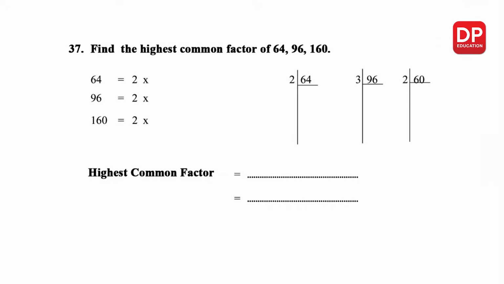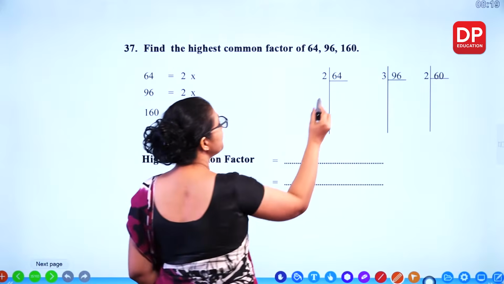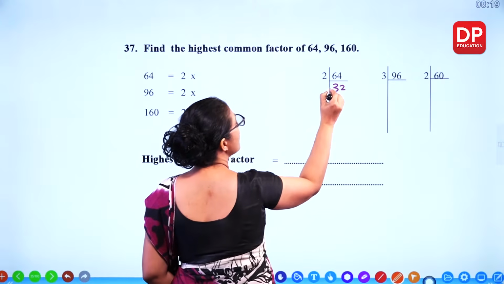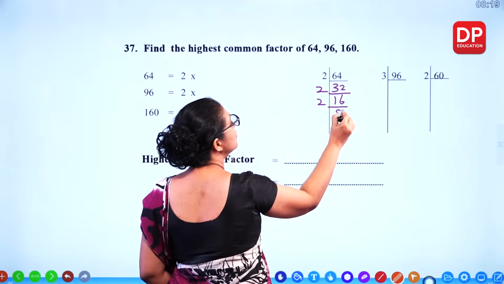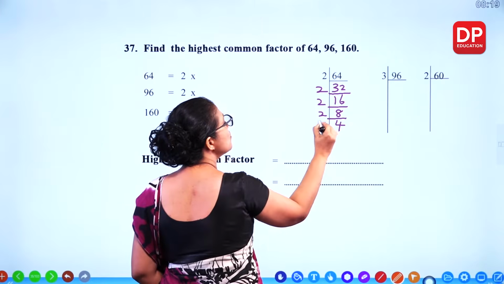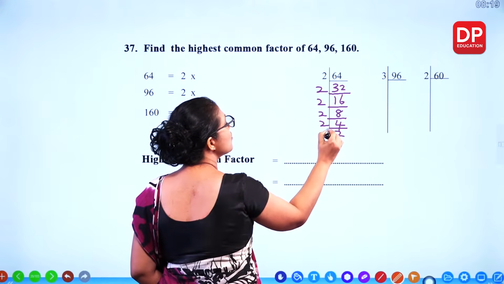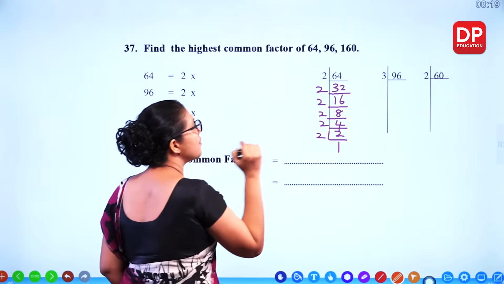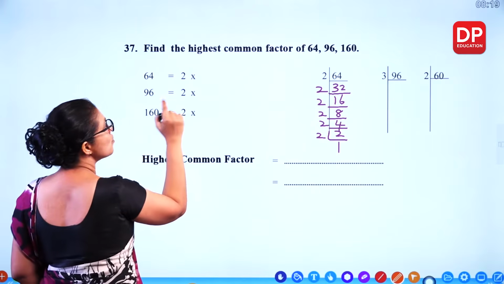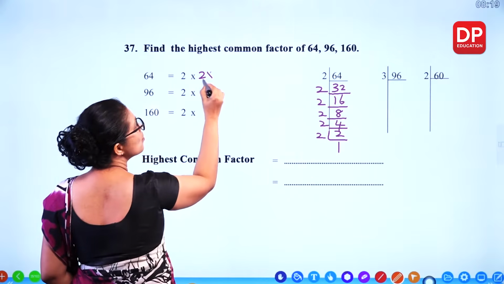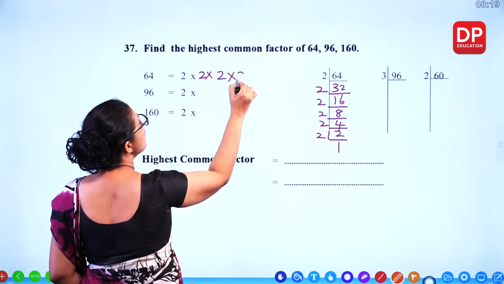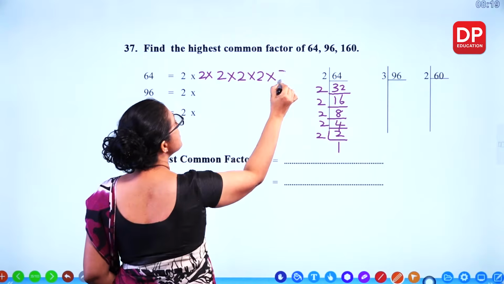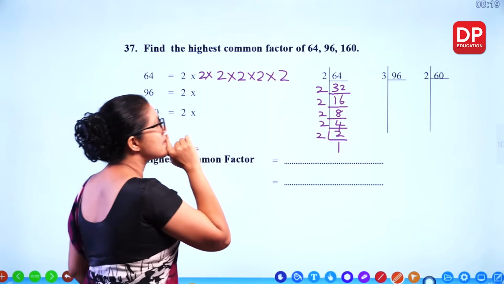Find the highest common factor of 64, 96, 160. Divide by 2. Divide by 2 again. Divide by 2. Divide by 2. Divide by 2. And 1. So what are the factors? 2, 2, 2, 2, 2, 2. 96.